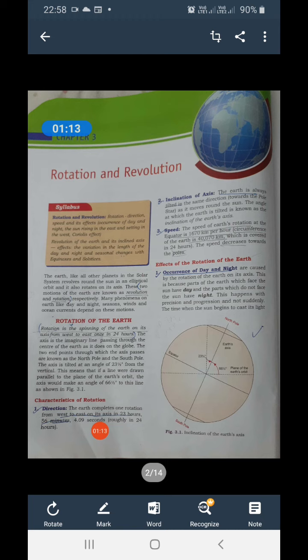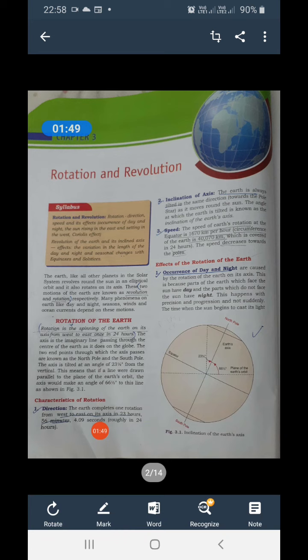Now, in the first paragraph, you just underline, I've made a bracket, that the earth rotates on its axis as well as around the sun. And these two motions of the earth are known as rotation and revolution. So remember, the two motions of the earth are rotation and revolution. And because of this rotation and revolution, a lot of phenomena, changes and climatic changes take place on the earth.